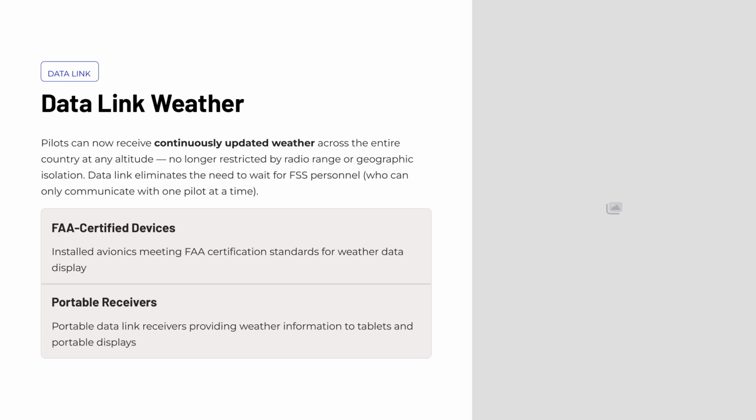Understanding which type of system you're using matters, because certification standards and data reliability considerations can differ between installed and portable solutions. Regardless of the device, data link weather is a powerful situational awareness tool, but as we'll discuss, it must be interpreted and used correctly to support safe decision-making.